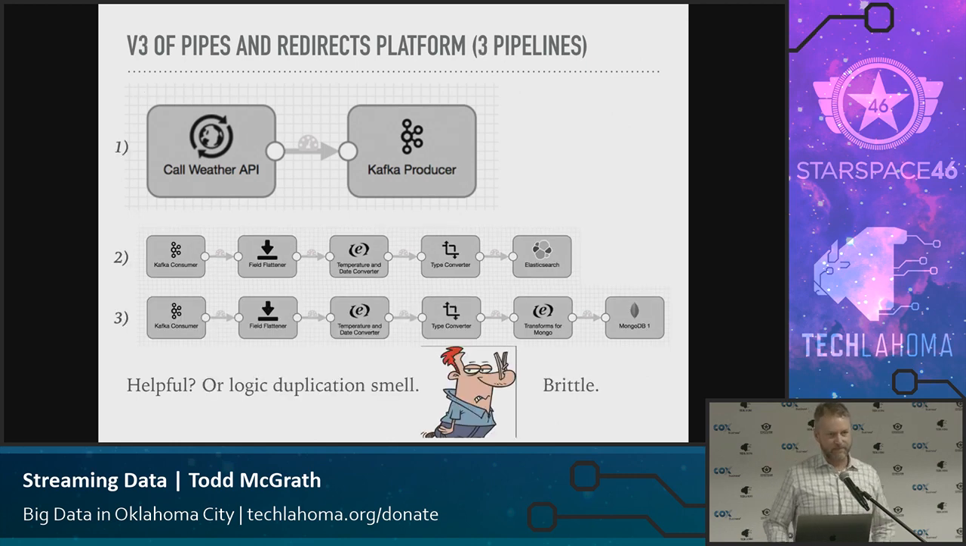So that's no good. We want to do some separation, right? We say, okay, that isn't good. We've seen this movie before. Let's change that. So let's change it to 3 pipelines. Now we've got a pipeline specific for each destination. And we're getting closer. But in my world, when we're repeating logic, like we're doing here on pipelines 2 and 3, that smells.